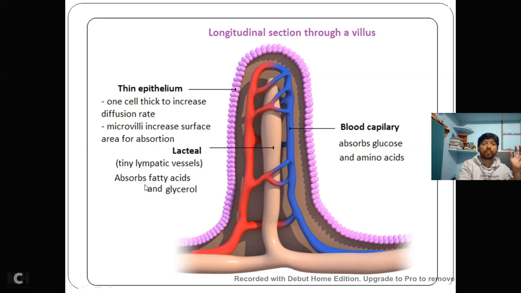And the fats will enter into the lacteal. See, the tiny lymphatic vessel, call it a lacteal. Fatty acid and glycerol will enter into the lacteal. Like this, with the help of tiny finger-like projections called villi, the absorption takes place in the small intestine.